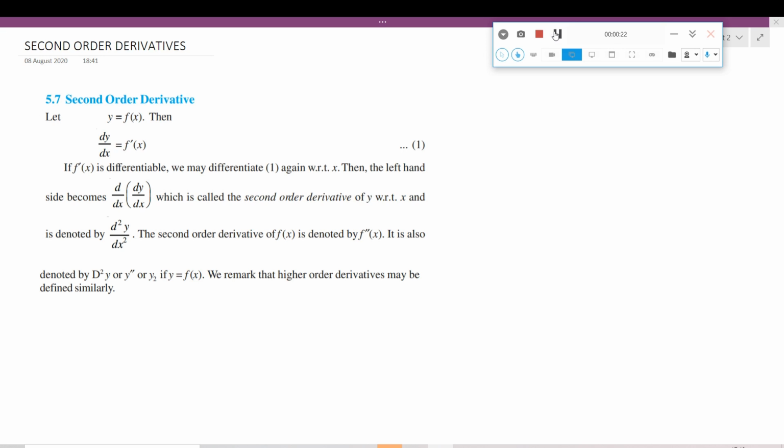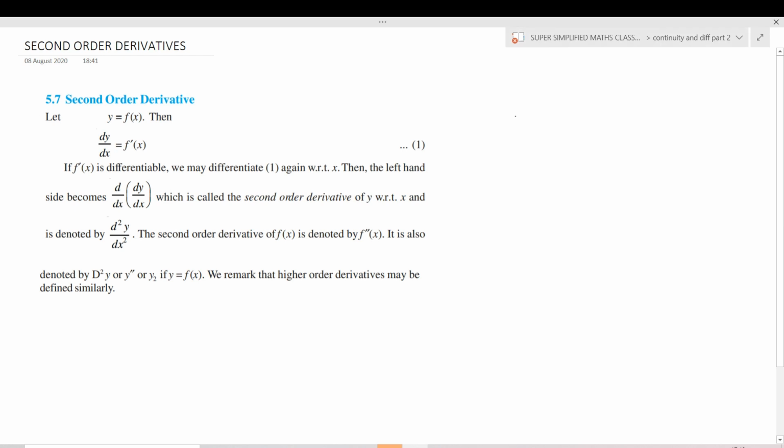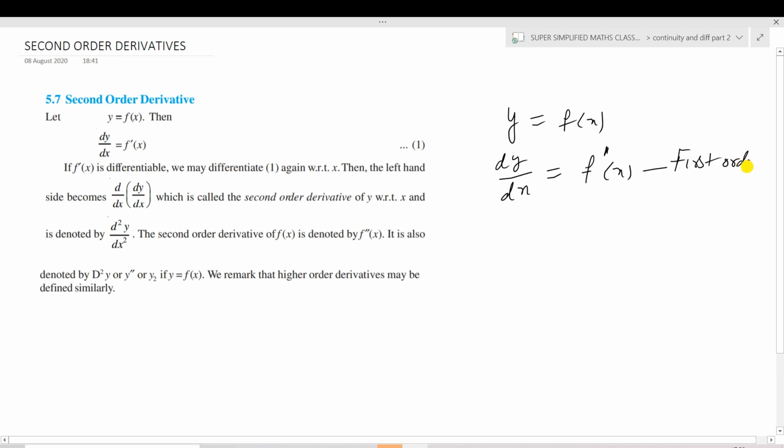So first we try to understand what we mean by a second order derivative. Consider a function y is equal to f(x). If I differentiate both sides with respect to x, then I get dy by dx is equal to f dash x. That means I differentiate the given function once with respect to x. And if I want to find the second order derivative, this is actually the first order derivative. Second order derivative means I differentiate the first order derivative both sides with respect to x.